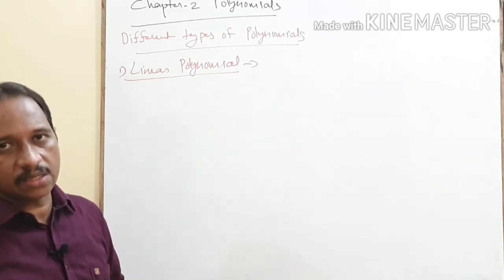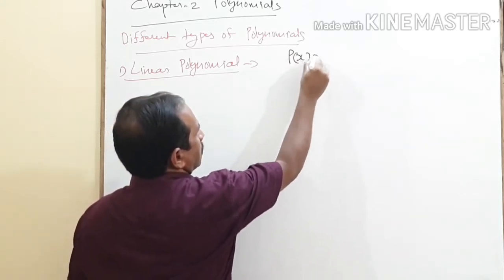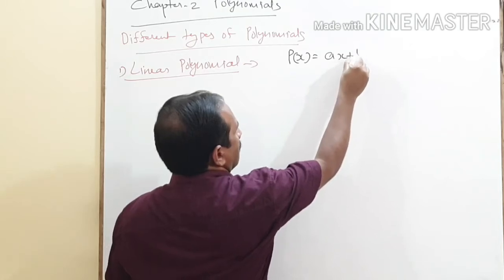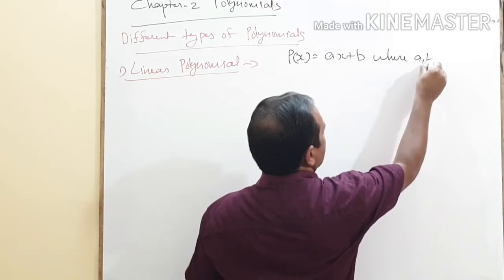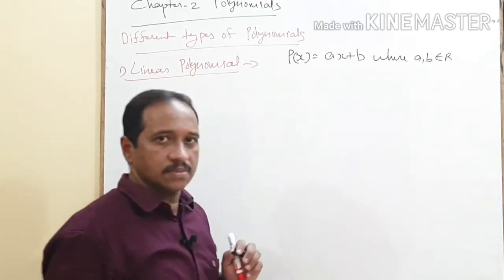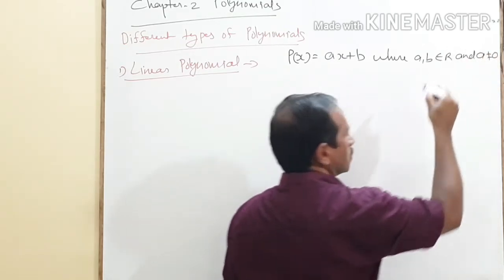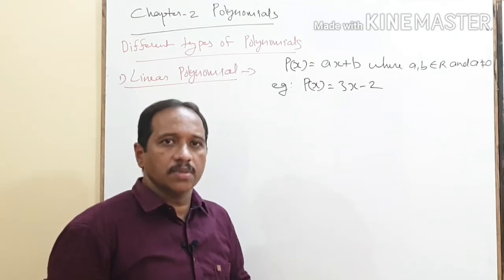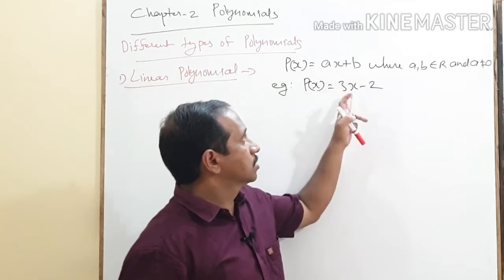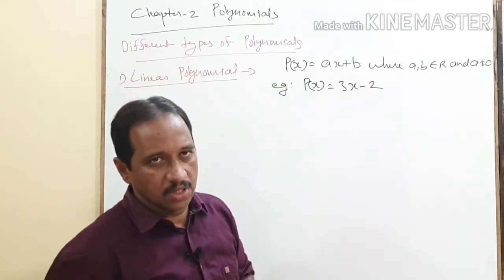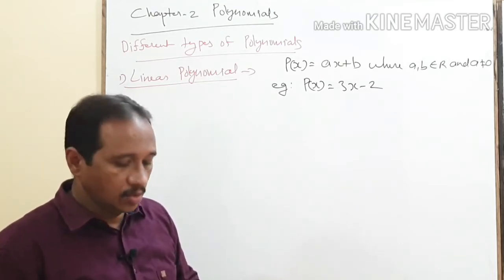The standard form of a linear polynomial in variable x is p of x is equal to ax plus b, where a, b are real numbers and a is not equal to 0. Example for a linear polynomial: p of x is equal to 3x minus 2. Here a is equal to 3 and b is equal to minus 2. So what is a linear polynomial? Linear polynomial is a polynomial of degree 1.